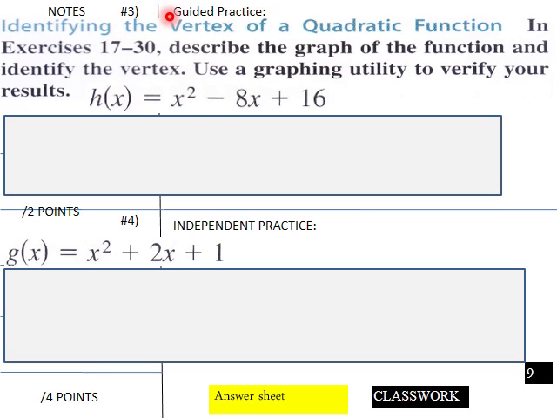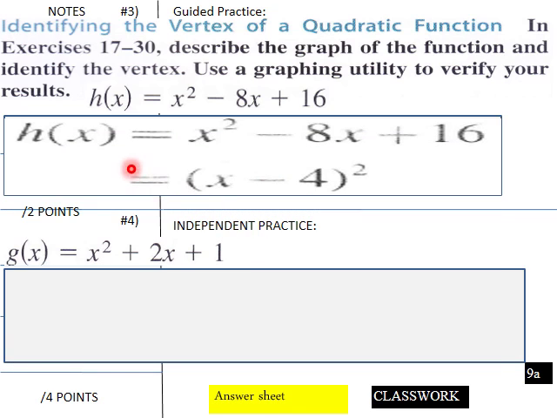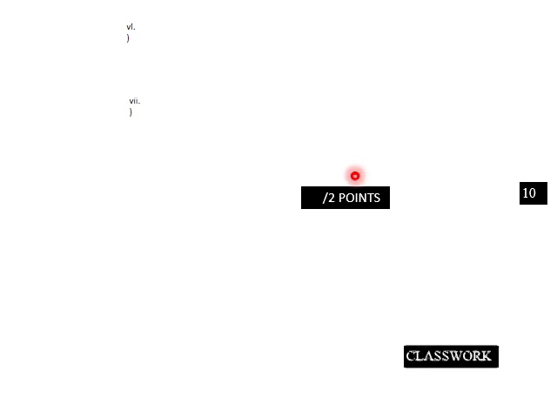Okay, guided practice number 3 here. Describe the graph of the function and identify the vertex here. Use a graphing utility to verify your results. So I'm not going to put a plot here. We're going to do this analytically here using algebra. Same thing down here for you, independent practice. Do the same thing here. Okay, so for this here is our original. And then this factors easily here. It's a perfect square. X minus 4 squared would be our that.